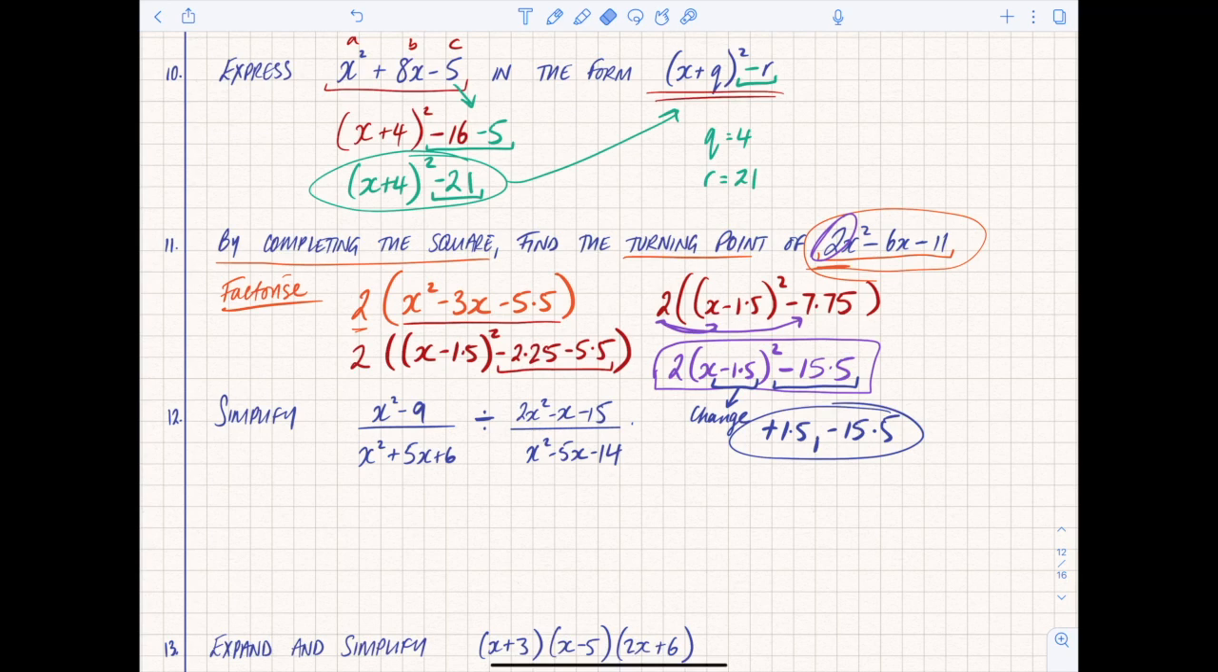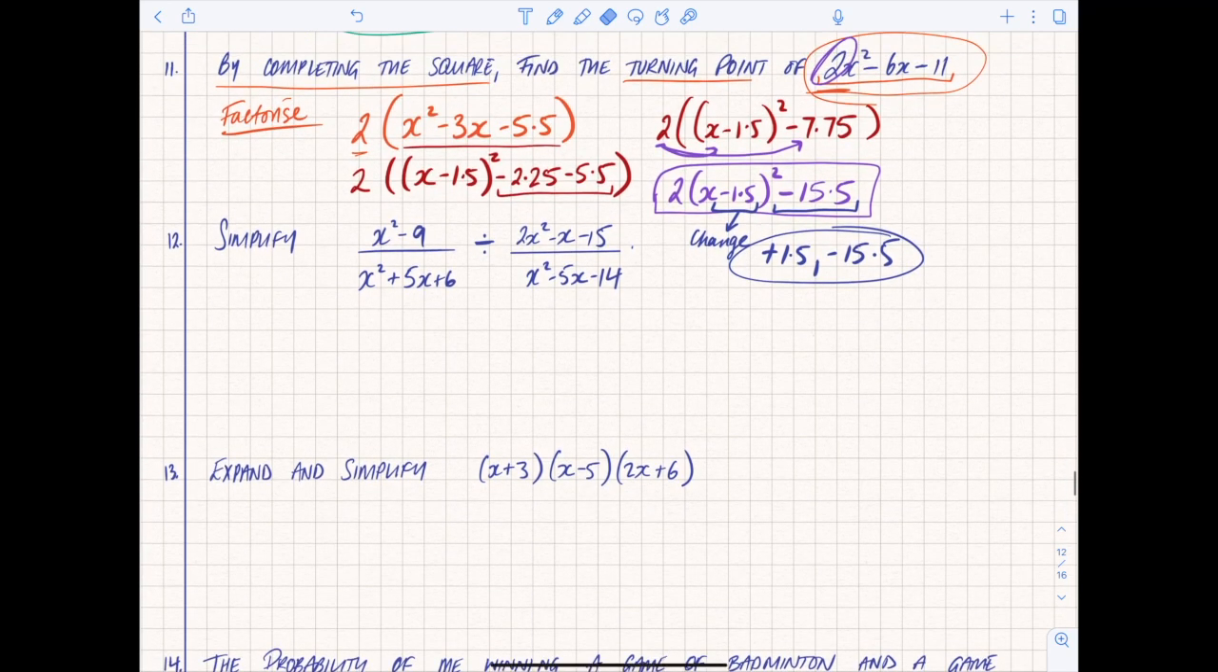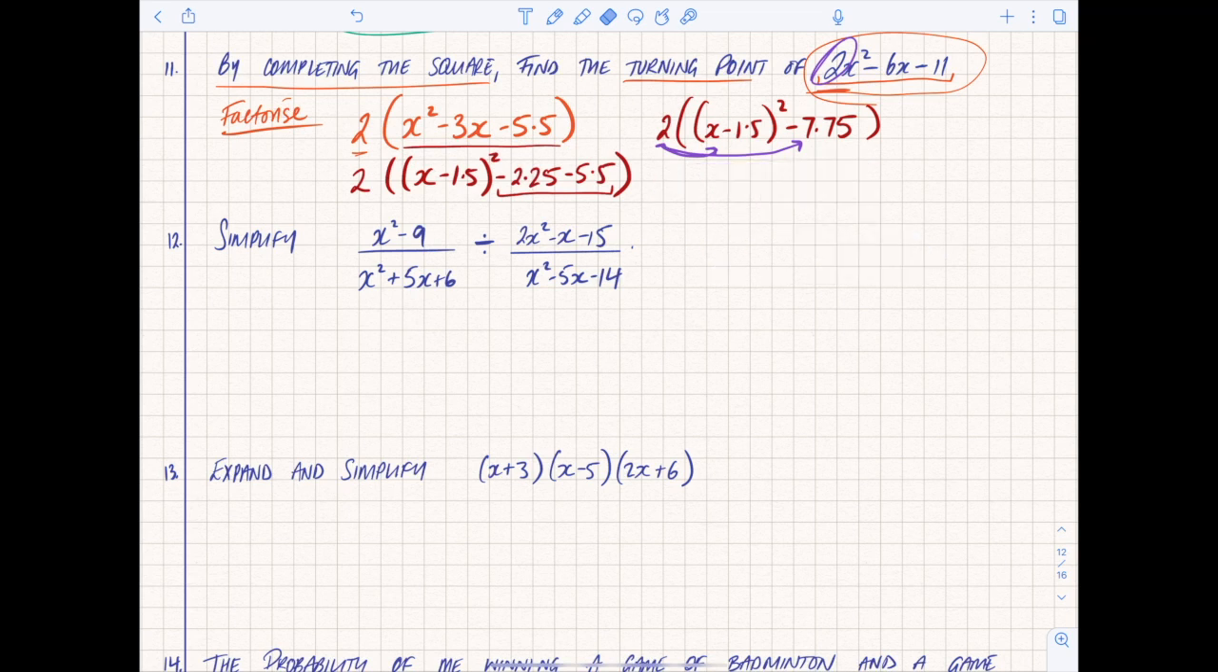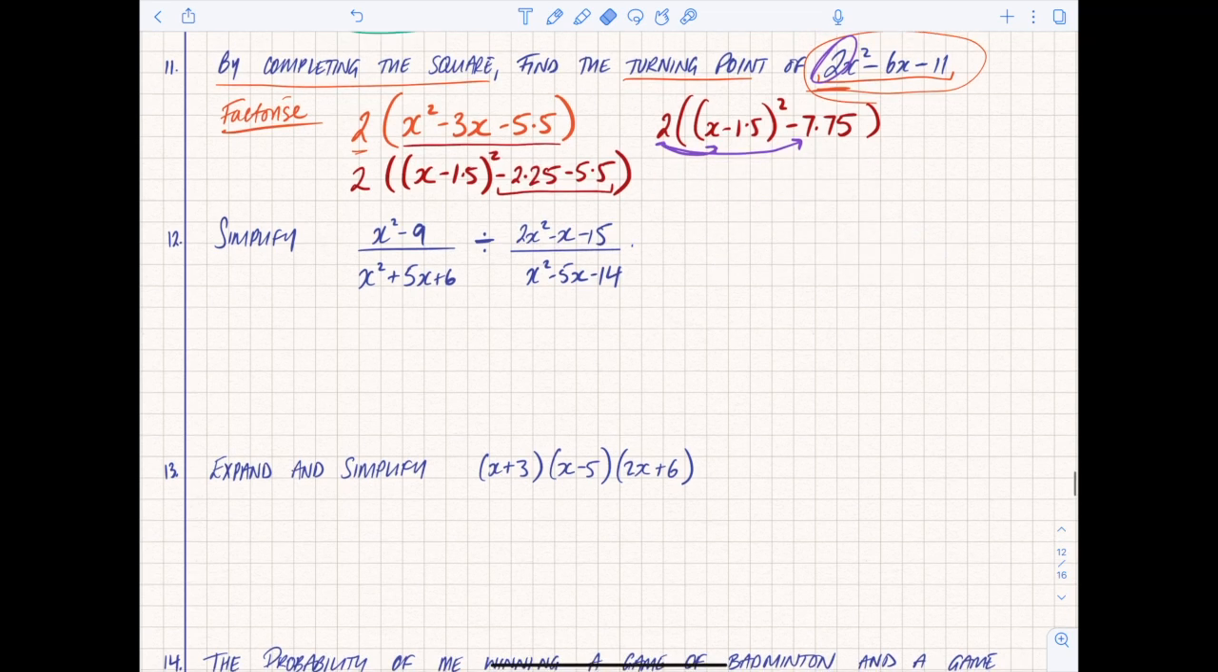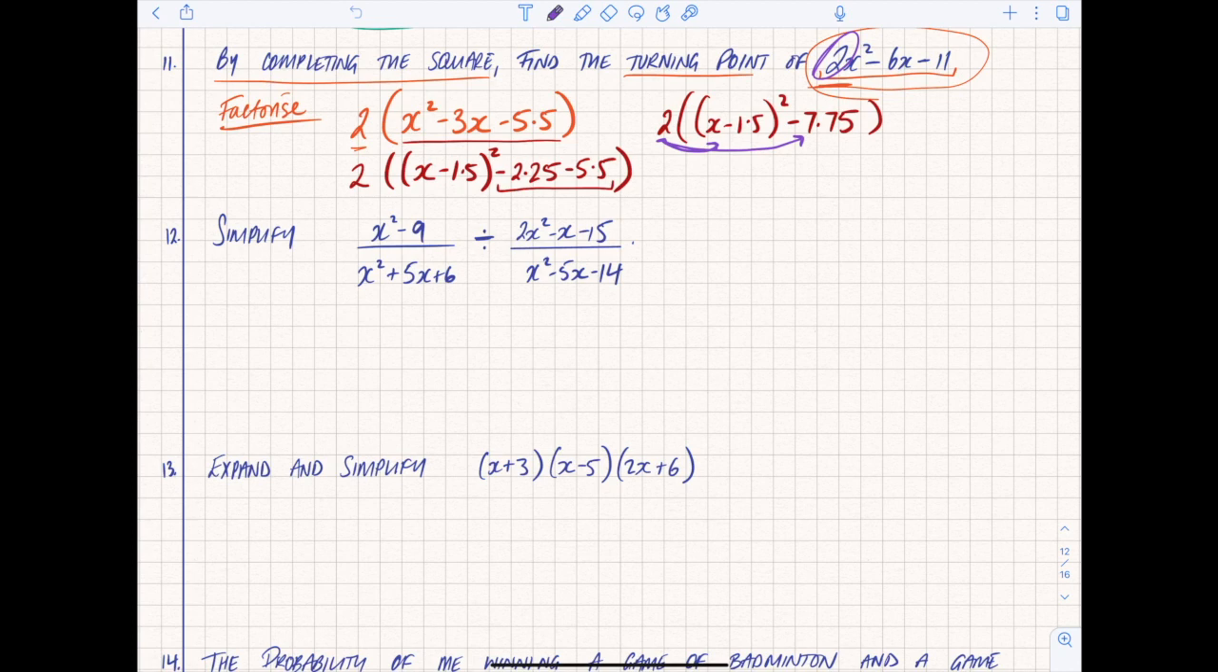Okay, moving on to question 12. Question 12 is about algebraic fractions. We're going to talk about that. I'm just going to remove this bit here so that you've got space to see what I'm doing on the next part. Okay, so algebraic fractions coming up next.